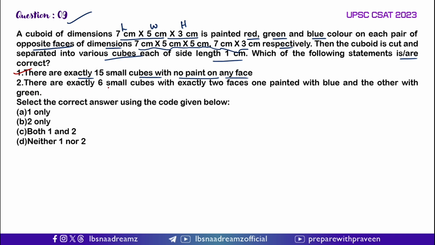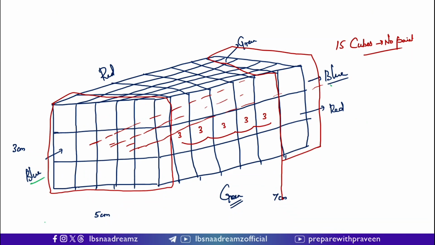Statement 2 says there are exactly 6 small cubes with exactly 2 faces, one painted with blue and the other with green. So we have to check whether there are 6 such cubes. This side is painted blue and here also it is painted blue. Green is both on the top and bottom. So we have to check only this side and this side. Okay.